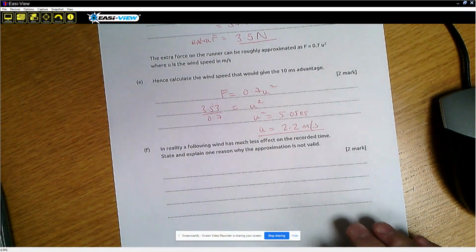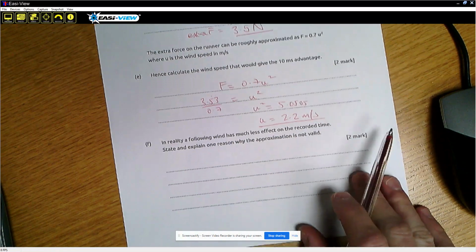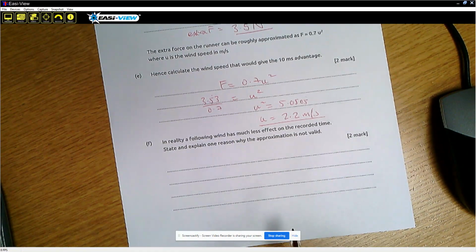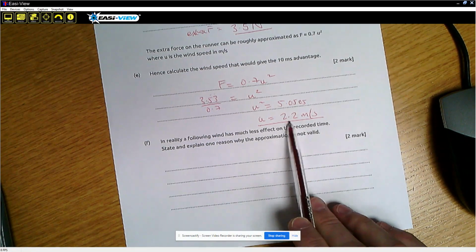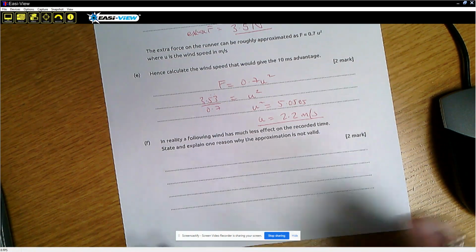In reality, the following wind has much less of an effect on the recorded time. State and explain one reason why the approximation is not valid. Now, the answer given in the mark scheme, I'm not entirely sure of, is that the runner will soon be running faster than this speed. But as someone who runs, you would then be running into less of a headwind. So the running itself has the effect of, although the air is still, you're having to push the air out of the way. It's not a big effect in running because the speeds are lower. Certainly would affect something like motor racing or a bike. So that's in the mark scheme.